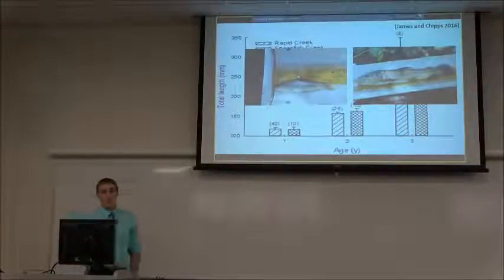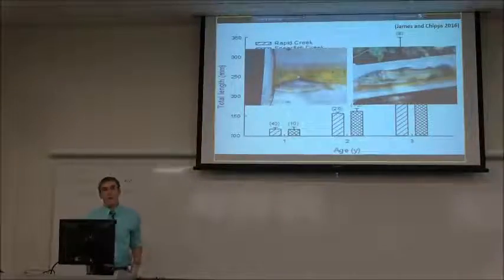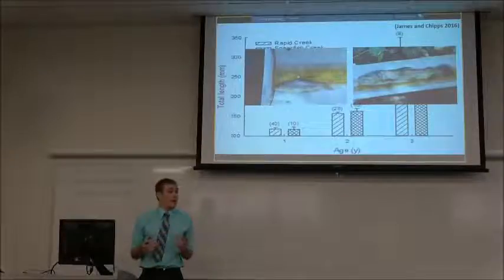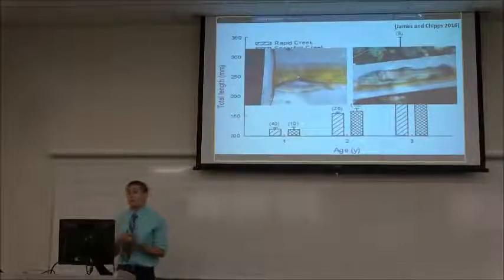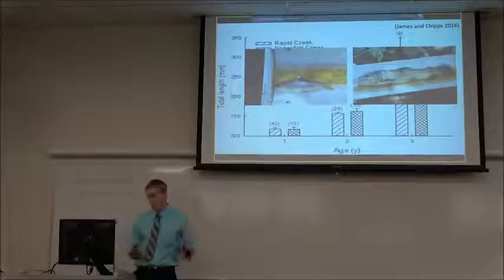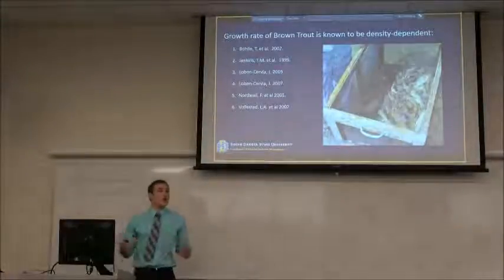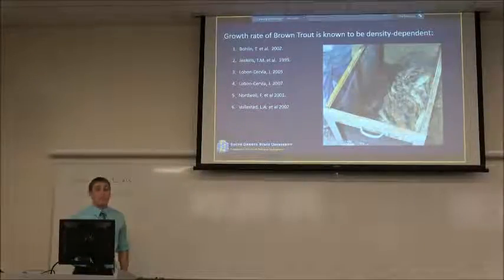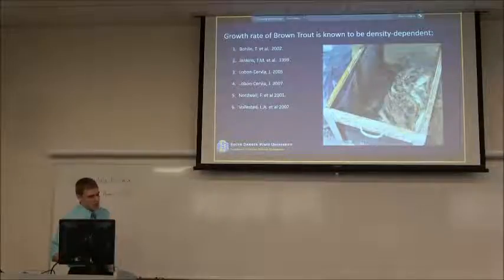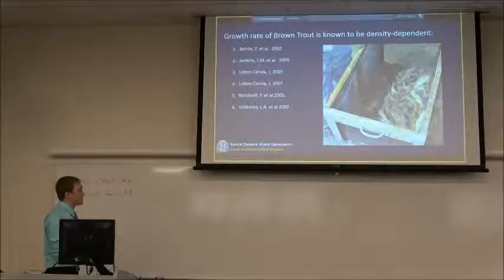The growth rate's reduced, and also the condition of those trout. So the mechanism believed to be behind this high abundance, high biomass, reduced growth rate, and reduced size structure is density-dependent growth rates. Now, density-dependent growth rates are known to be present in stream-dwelling brown trout populations. And what I'm trying to show you in this slide is there's a lot of literature supporting this phenomenon.